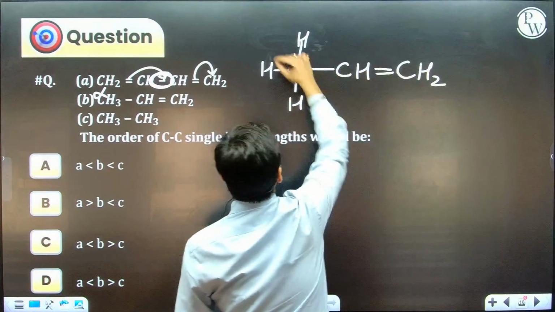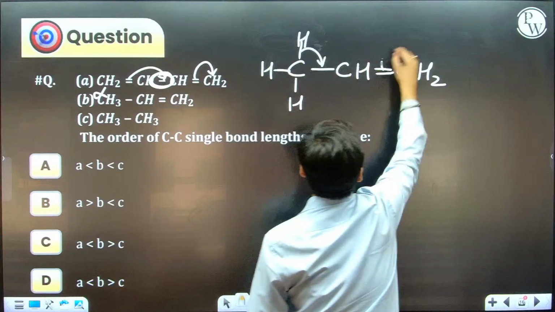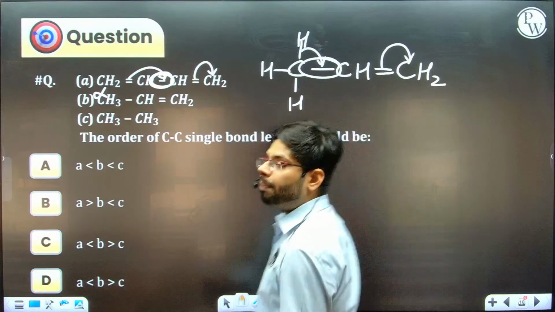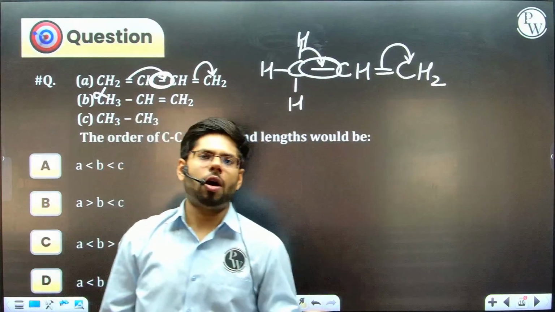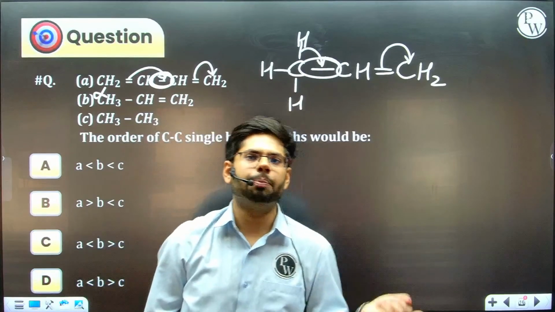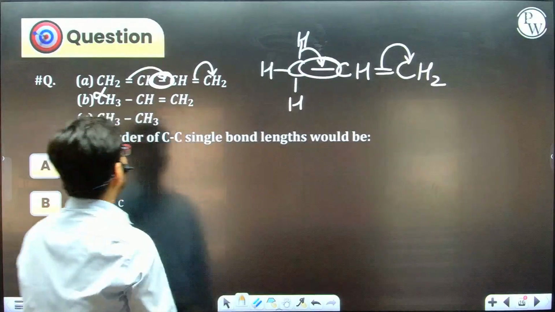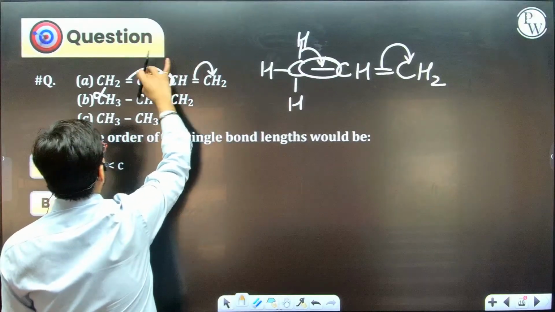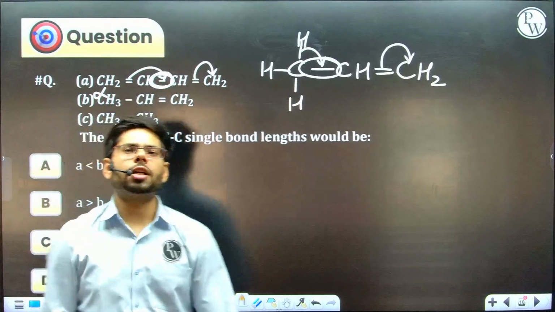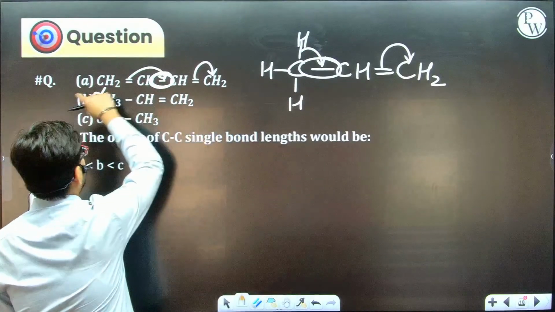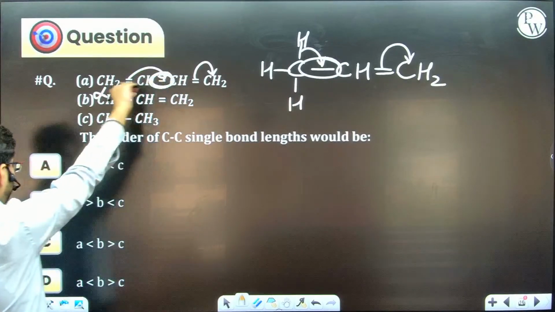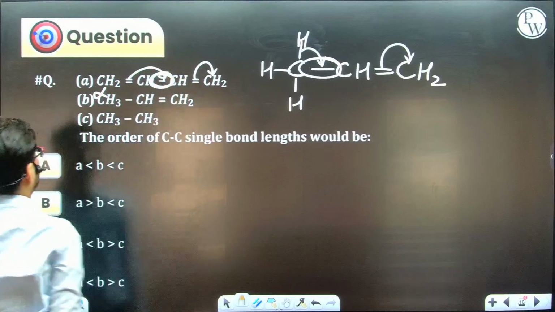Now, because of these 3 alpha hydrogens, hyperconjugation will take place, and due to hyperconjugation, again here we will have double bond character. But resonance is more powerful than hyperconjugation, so the impact on bond length due to resonance will be higher than the impact on bond length due to hyperconjugation, which means here the double bond character is more than the double bond character here. More the double bond character, shorter is the bond length. So in A, this bond length is going to be the shortest, right? In A, this bond length is going to be the shortest.